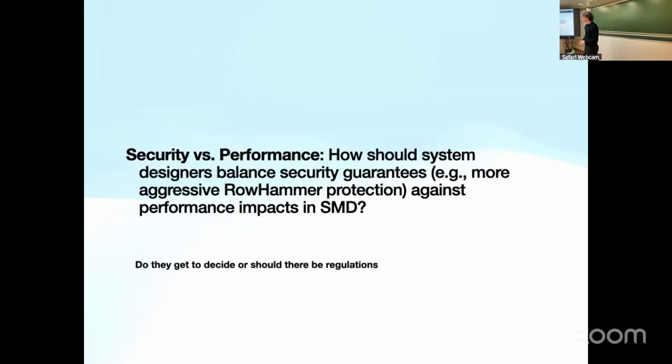I assume my time is almost up, right? No, I think you can conclude. Okay. So, I think I have one or two more questions, or this is probably the last. How should system designers balance security guarantees, such as more aggressive protection or more refreshes, against performance impacts? This could also play into the other weaknesses I mentioned, which could be fixed by using more energy or more time, essentially. Are there any people who want to say something?